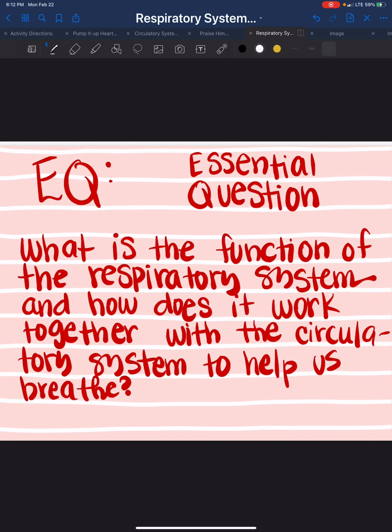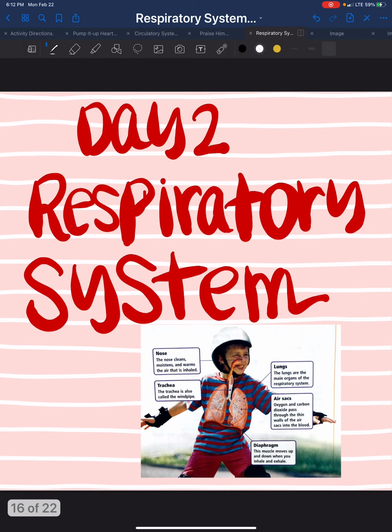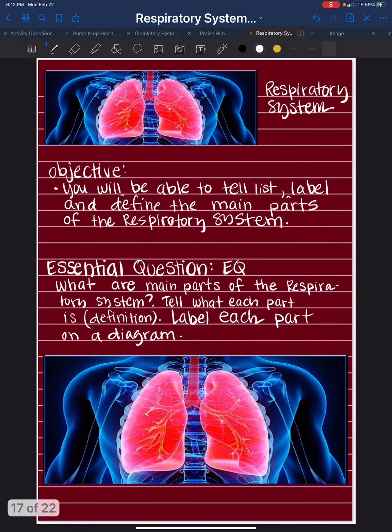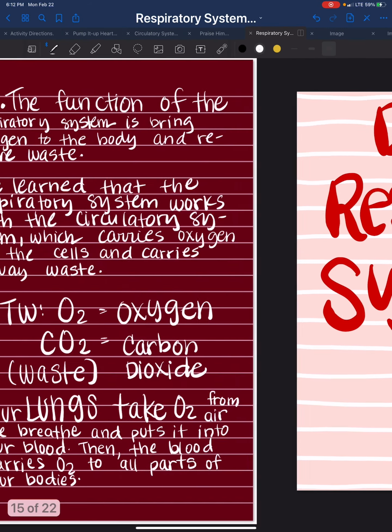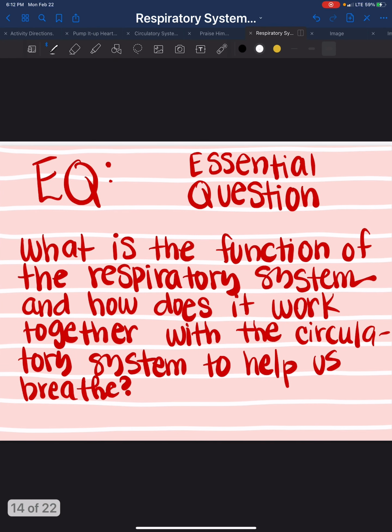Hi guys. What we're looking at today is the respiratory system, and our objective for today is that you'll be able to tell, list, label, and define the main parts of the respiratory system. Pretty much just a review from yesterday, but speaking of review, let's go back. Okay. Your essential question.